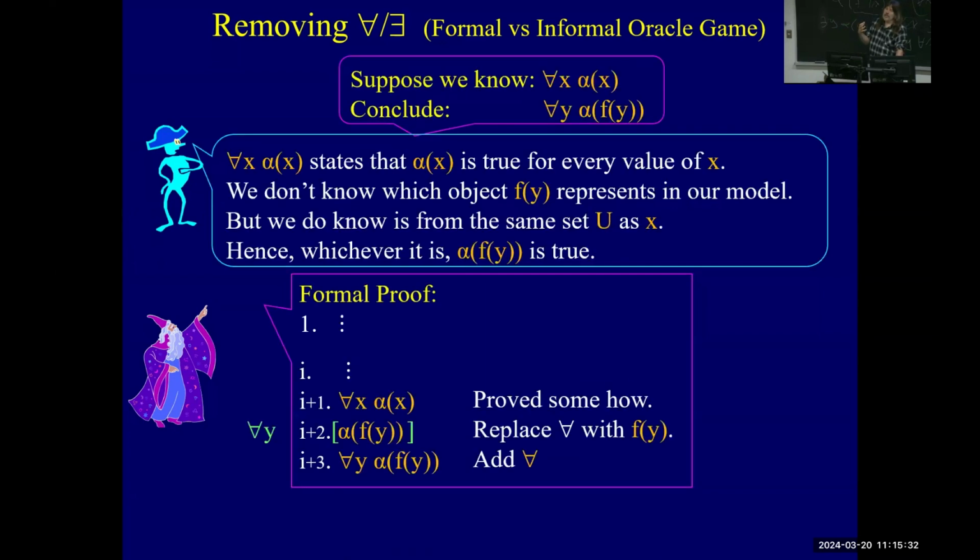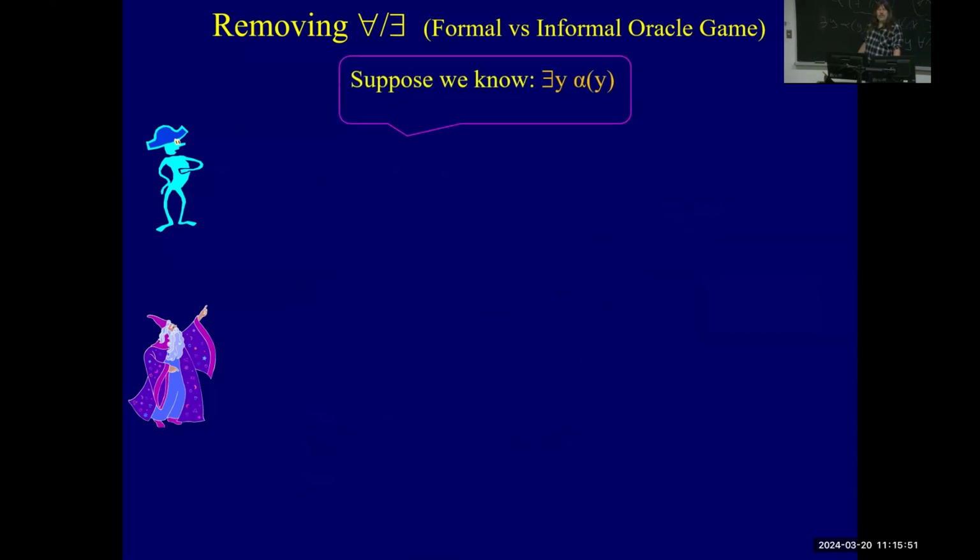And everybody kind of believes this, right? If alpha is true for every object, then you give me any y and f maps to something, right? It's going to be true for that something. So I'm just going through some subtleties here to check how it compares with our game.